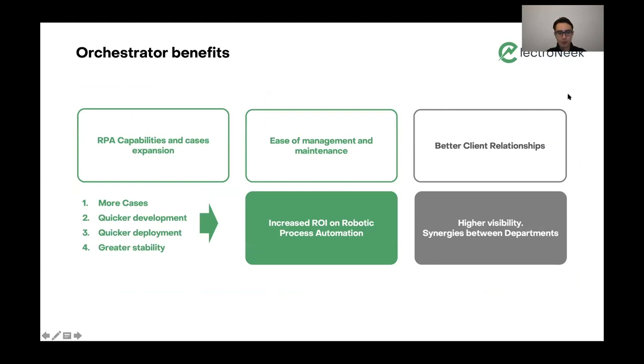So let's pretty much wrap it up. What Orchestrator offers clients is extending the capabilities of bots through connectivity. It's ease of management and maintenance. For ElectroNeek specifically, that means more cases for clients, more cases for integrators, quicker development, quicker deployment, greater stability. It comes at the end of the day to increasing ROI in RPA investments.